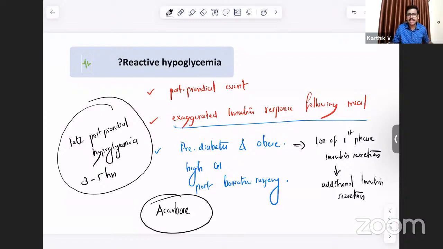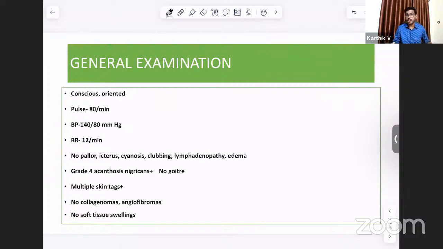So does anyone need any clarification from whatever we have learned so far? Anyone? Any doubts, please feel free to comment in the chat box so that we can clear the doubts in between itself. So if there are no doubts so far, we can proceed on to the next section of our discussion.